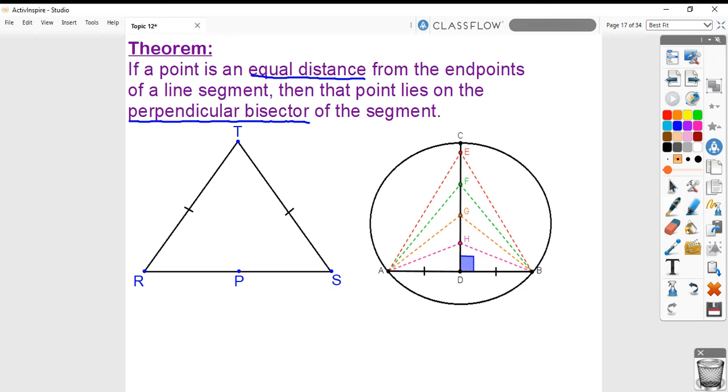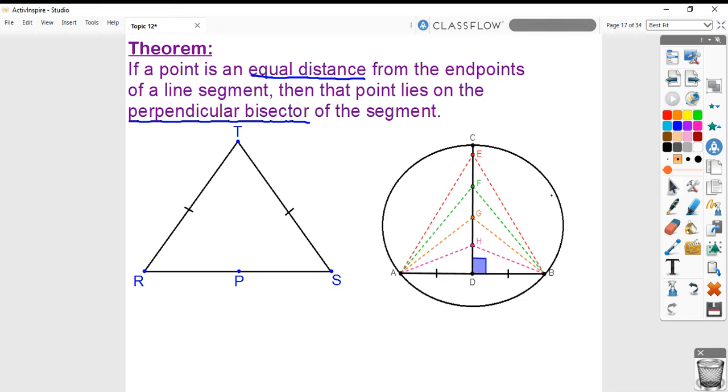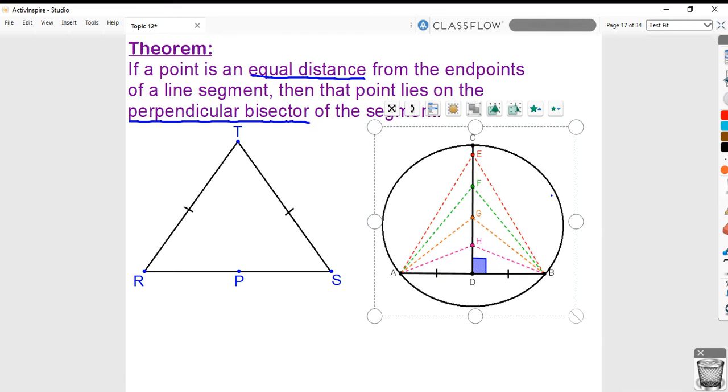Let's relate it to this diagram over here that is on your paper. What this theorem is saying is that if you have a point that's equal distance from the endpoints of a line segment, as you look at this right here, ignore the circle for a moment. Just look at the line segment AB on this diagram that's on your paper. This line segment AB, and there's a bunch of points over here, and you can see that the distance between A and H and the distance between B and H are the same. The distance from A to F and B to F are the same.